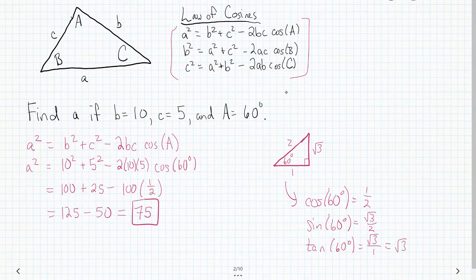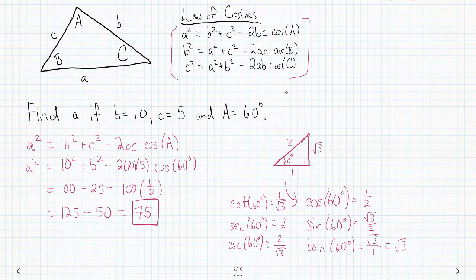In fact, we could even continue, we could do cotangent of 60 degrees from that right triangle, and that would be 1 over the square root of 3, because it basically is 1 over tangent. And you can get the other values. Secant of 60 degrees is 1 over cosine of 60 degrees, so that would just be 2. And then cosecant of 60 degrees is 1 over the sine of 60 degrees, so that's 2 over the square root of 3. So basically you can build up every single angle using right triangles. That's what it's there for.